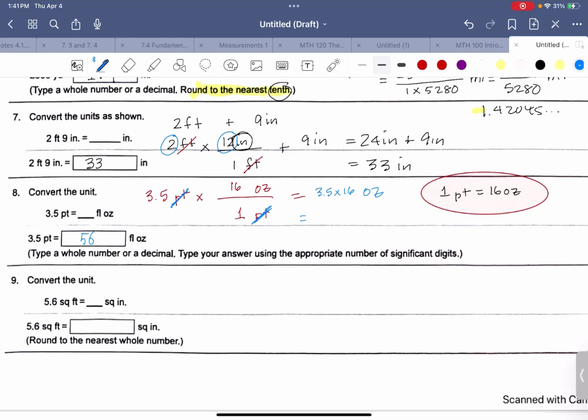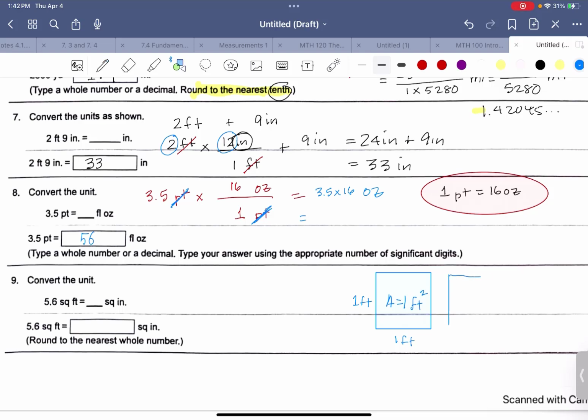Now I have in number 9, 5.6 square feet to square inches. So let's talk a minute about a square foot. If you have a foot by foot square, so there's a square, and let's say that this is 1 foot in length, and this is 1 foot in length. So this area is called 1 square foot, okay?